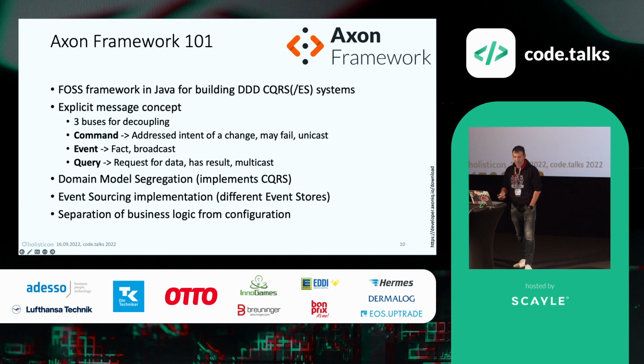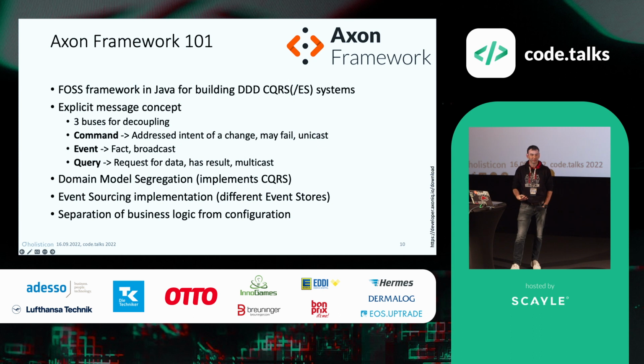Why are there 3 buses? 3 buses for decoupling and 3 types of messages. There is a command message, there is an event message, and there is a query message. Command, thank you, Lutz, as explained yesterday: it's an addressed intent of change. They may fail, so we may want to change the state of the system, and the system may say it's not a valid change, I don't accept it. Commands are always unicast, so they are addressed to a single destination.